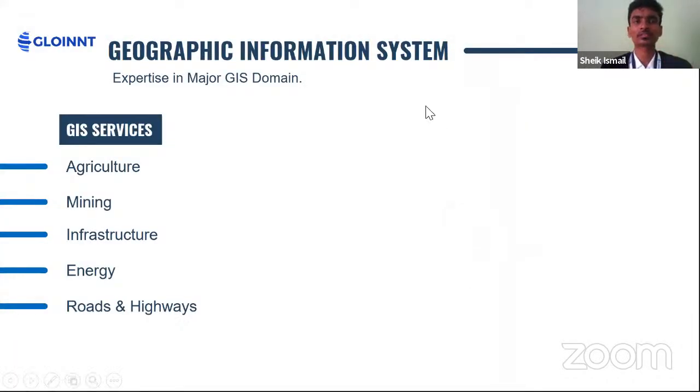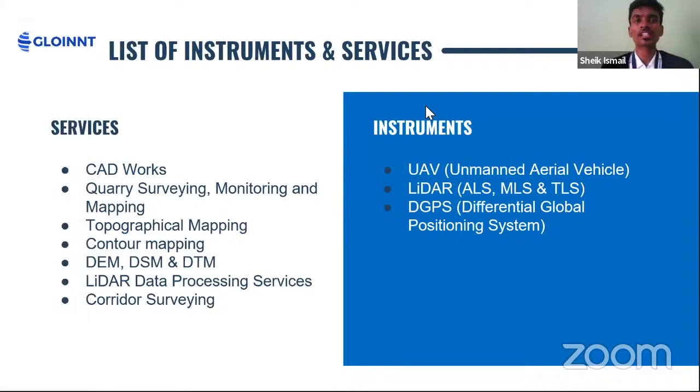Next to that, geographical information system. We are experts in these major domains. The services we provide from our company are in the domains of agriculture, mining, infrastructure, energy, then roads and highways. Okay. Next to that, the list of instruments and services we are handling.